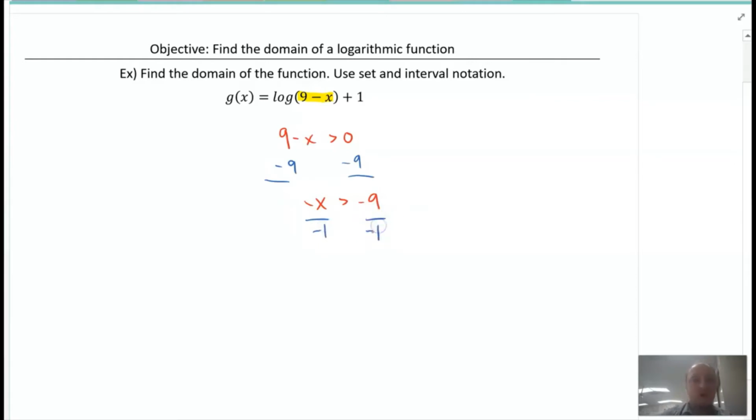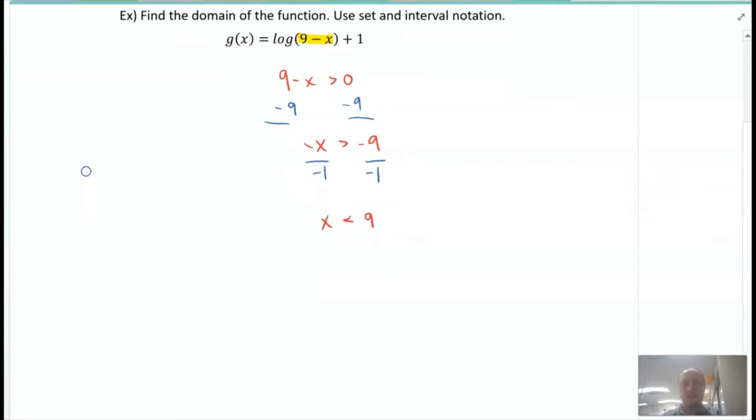So here's Admiral Akbar. It's a trap! x is less than 9. We have to switch our signs. Okay, so this one was easy. Here is our domain in set notation: x such that x is less than 9. And in interval notation, it is going to be negative infinity to 9, both parentheses.